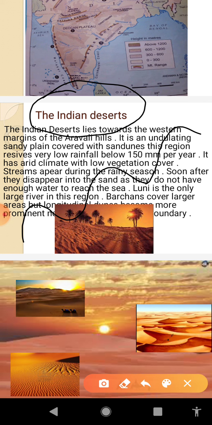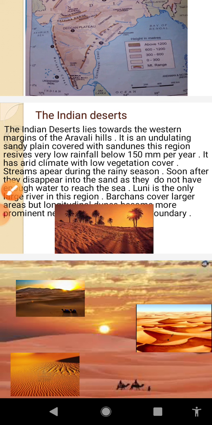And with regard to the sand dunes, what you might have studied in junior classes also, small hills of sands in the desert, or you can say hillocks of sands in the desert, are known as sand dunes. And all of you know that in arid and semi-arid areas, winds are very active, and sand dunes are formed due to the depositional action of winds in the desert. Now let us discuss the climatic condition we are getting in the desert part of our country.